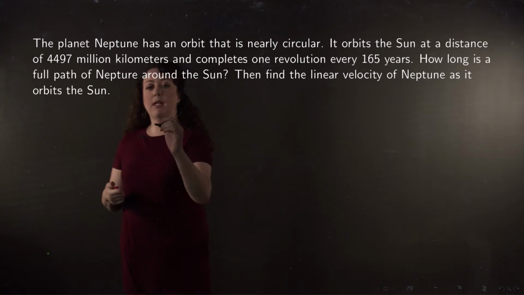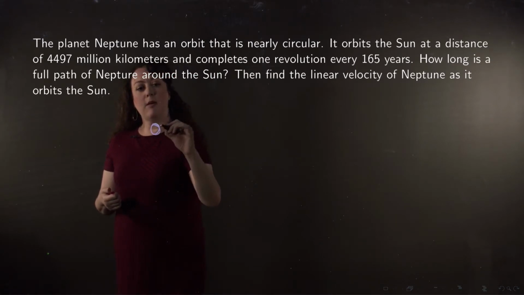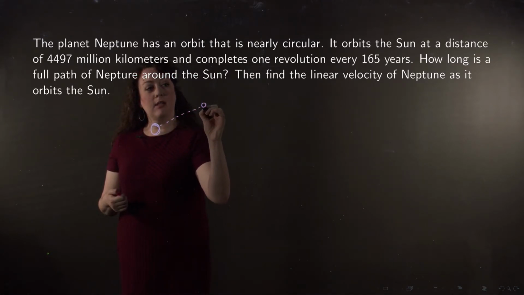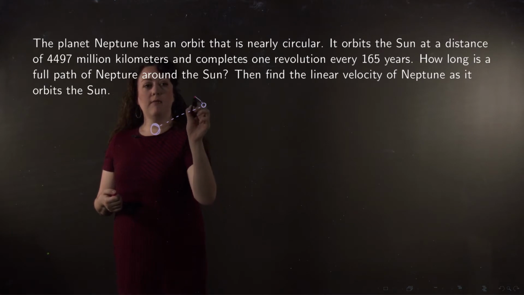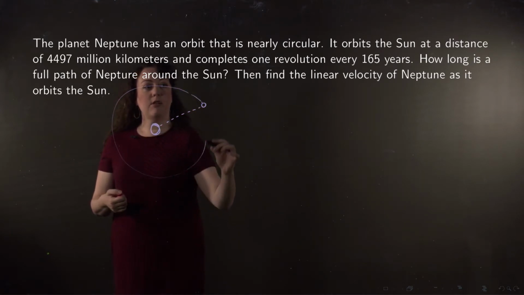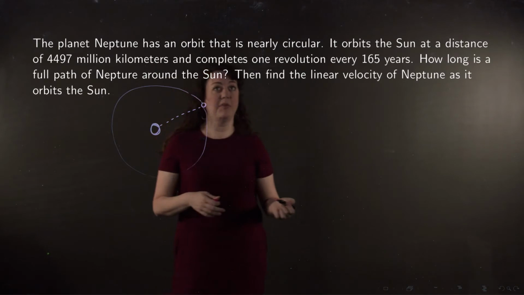So you can imagine, if this is the sun and we have this really long distance, and then here's tiny little Neptune out here. It's following a path that's roughly circular around the sun. That's not a circle, but it's close enough.